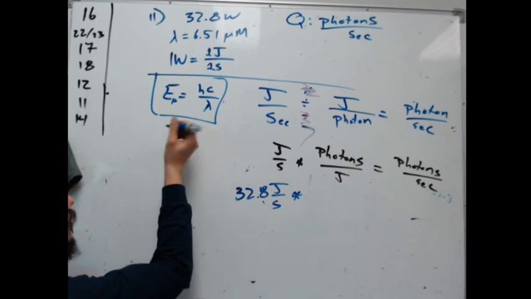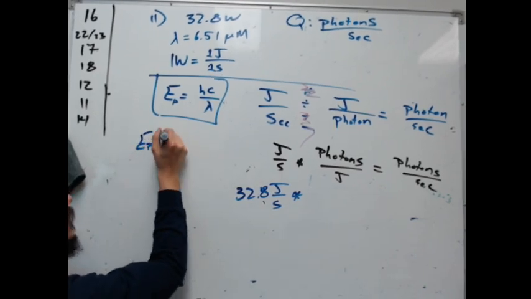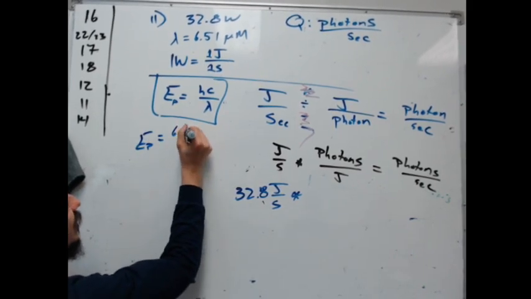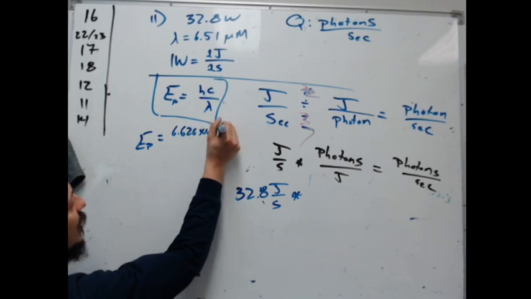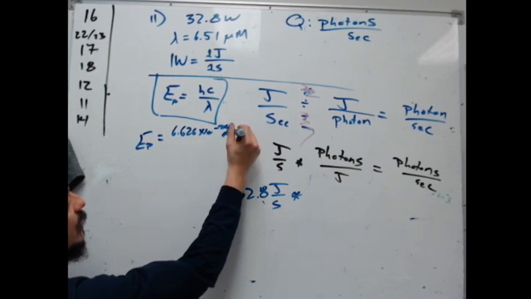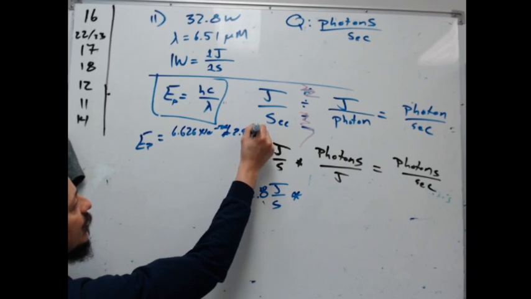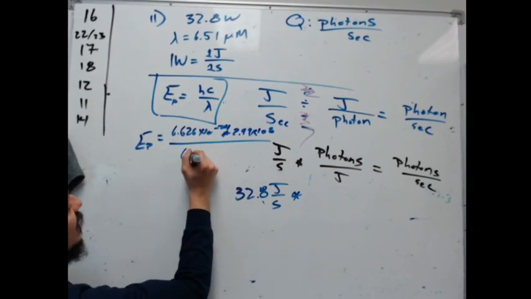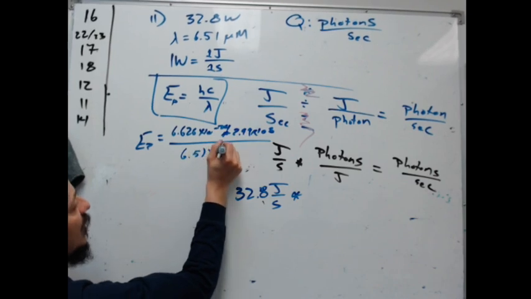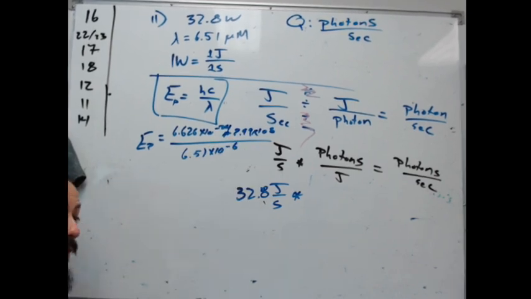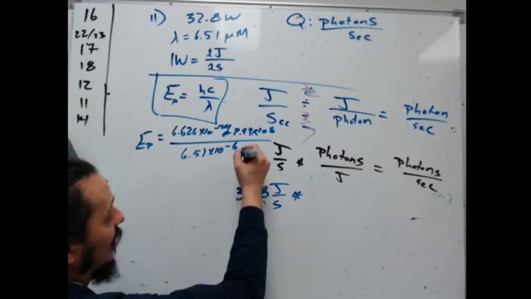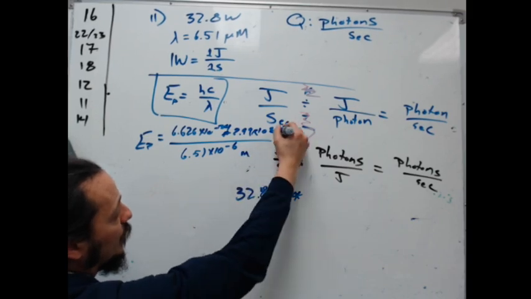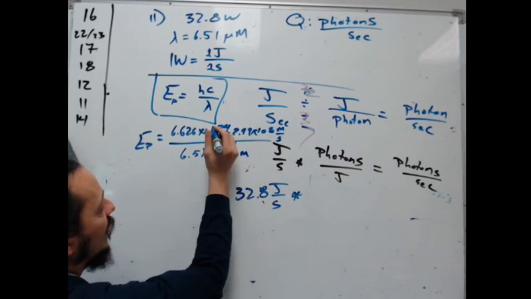Let's calculate this. So we're going to have the energy of the photon is equal to 6.626 times 10 to the minus 34 times 2.99 times 10 to the 8. That's going to be divided by 6.51 times 10 to the minus 6. I've gotten a little sloppy with my units. This is units of meters. This is meters per second.